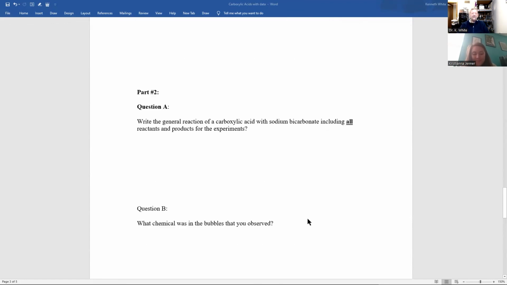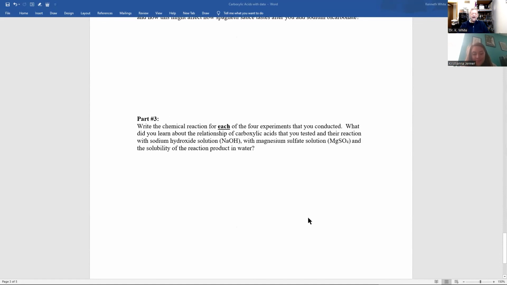And with that, here are the different questions. Now, look at part 3. Question from part 3: Write each reaction of the 4 experiments you conducted. And then what did you learn about the relationship of the carboxylic acids that you tested and their reaction with sodium hydroxide solution and with magnesium sulfate, and their solubility in water? And molecular weight, I do that face to face.